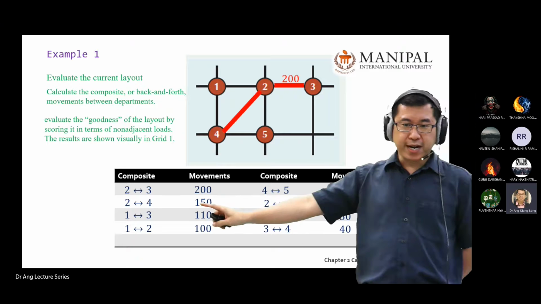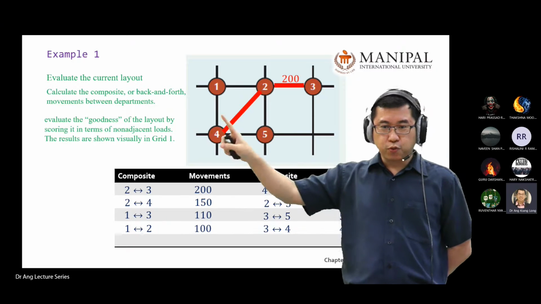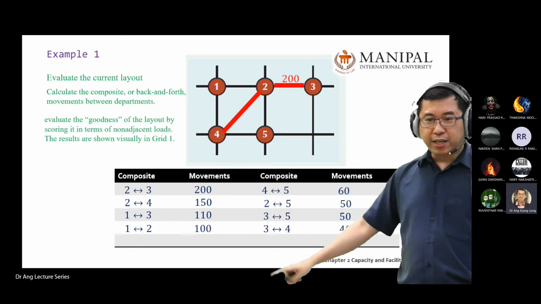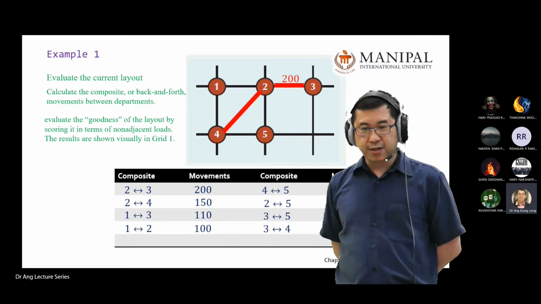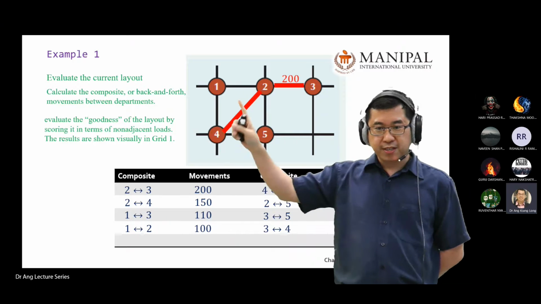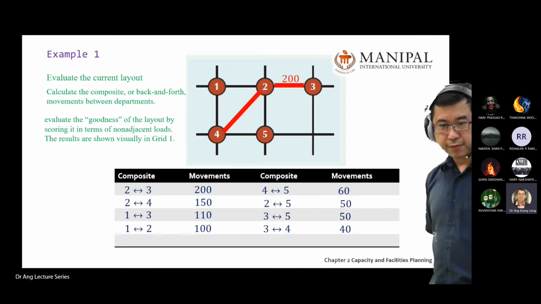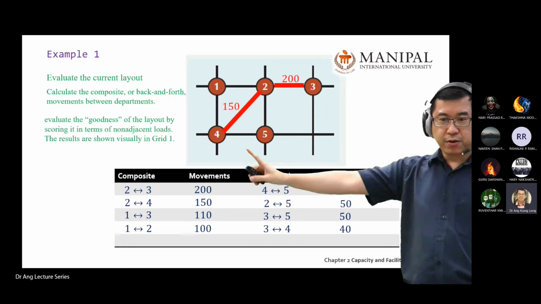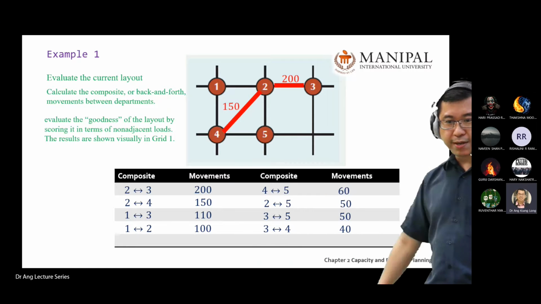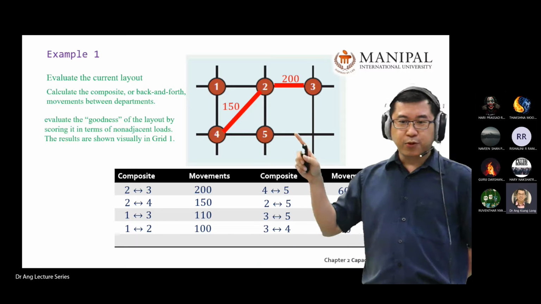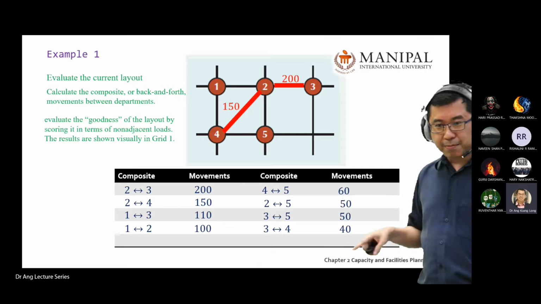Next, 2, 4, right? Go and focus on 2, 4. Why can we do this one? Because the forklift can do diagonal movement just now. Means you can move like a chess piece. The forklift can do this way. 2, 4. Then you put in 150. You do the same for all the numbers. Just label and fill in the numbers.